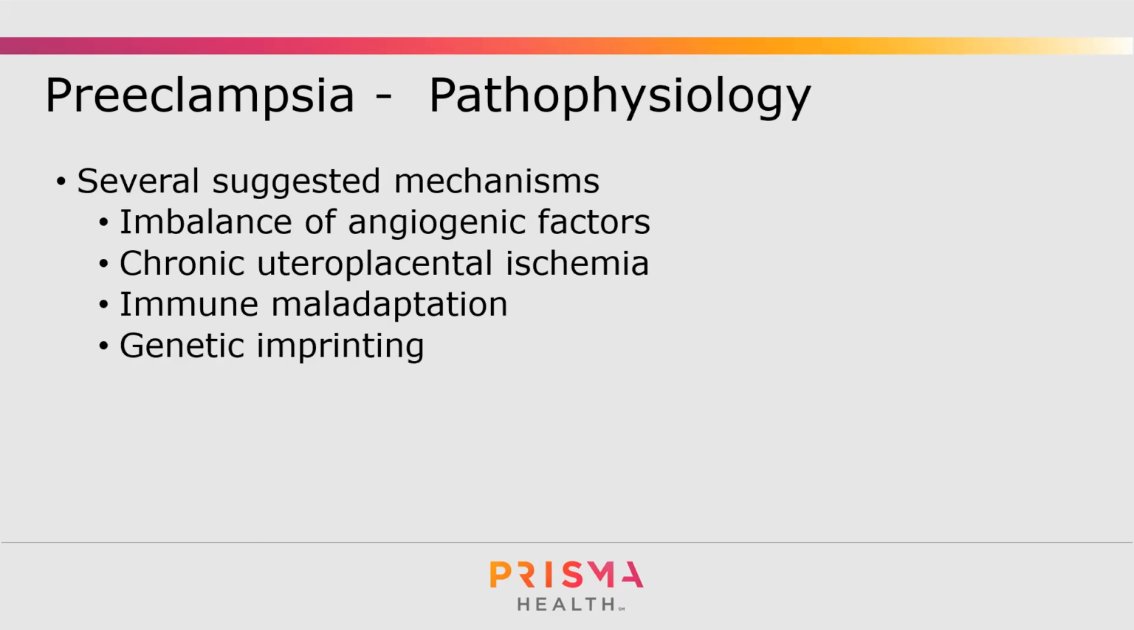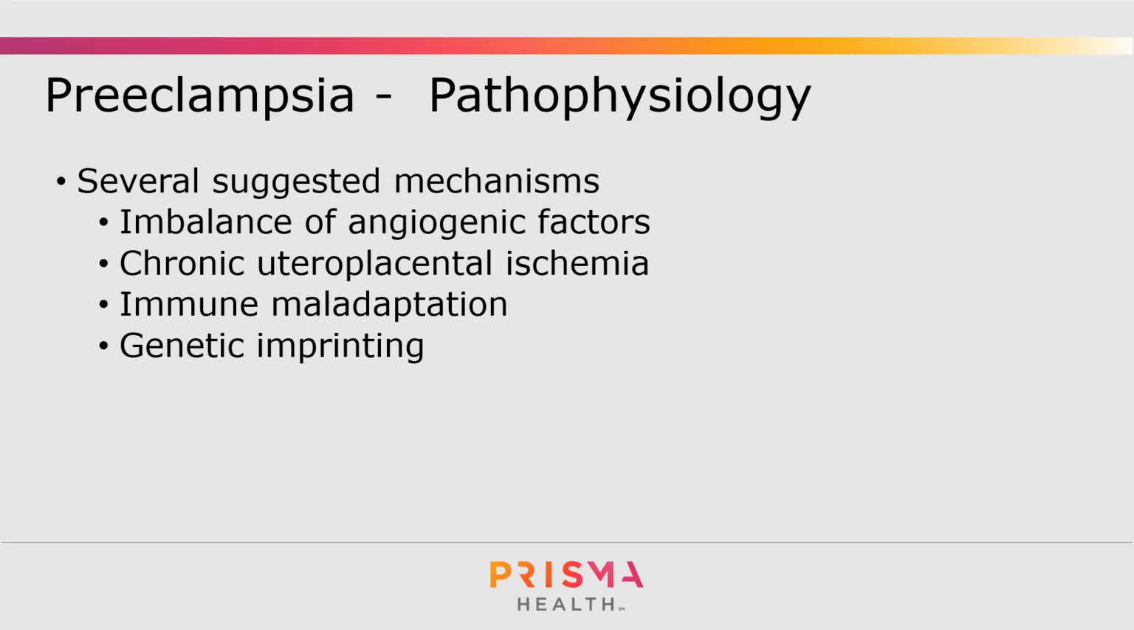The pathophysiology of preeclampsia has been debated for years. There are many theories. Several suggested mechanisms have come to light. Imbalance of angiogenic factors is probably a stronger pathophysiologic possibility. It develops from chronic uteroplacental ischemia, probably because of an imbalance of angiogenic factors.